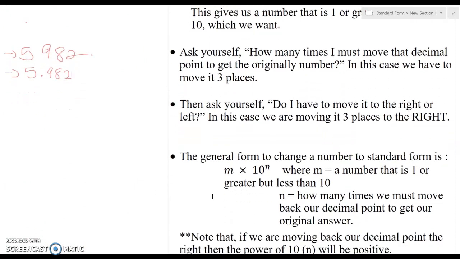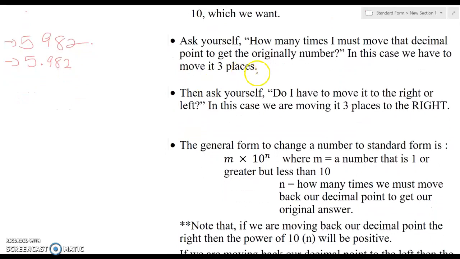Ask yourself, how many times must I move that decimal point to get back the original number? That should be original, not originally, sorry. To get the original number. So my original number is 5,982. I just placed my decimal point right after the 5. So how many times will I have to move it back to get the original number? I'll have to move it 1, 2, 3 times to reach back here. 3 times to the left, right? 3 times.